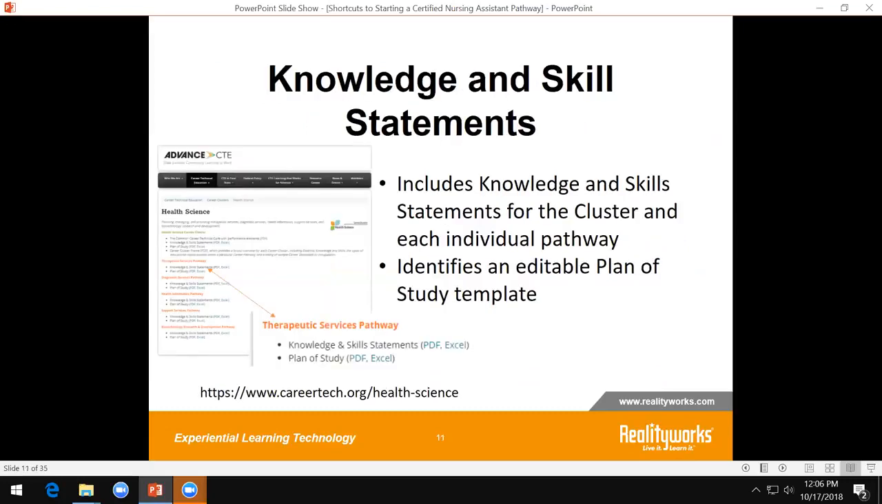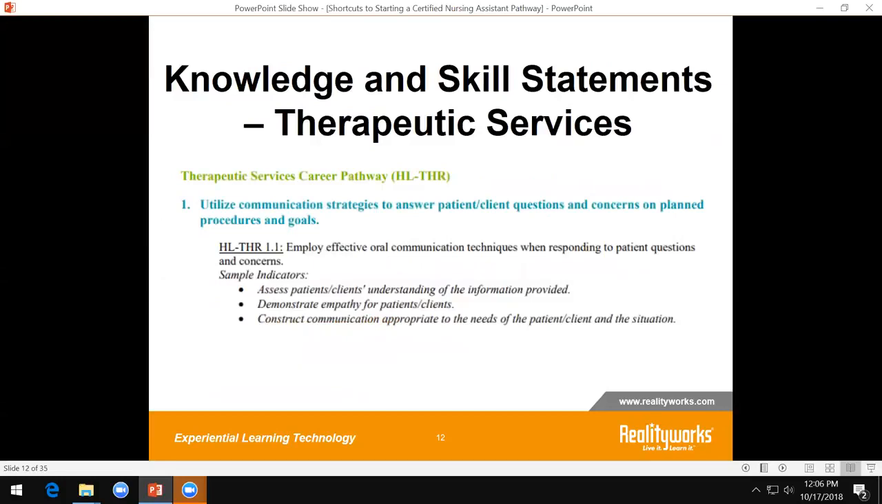Again, I'm going to point you to that careertech.org URL, but this time /health-science. At this location, there are knowledge and skill statements for the health science career cluster in general, but also therapeutic services pathway specific knowledge and skill statements that are identified. And again, you can use this editable template that will help you develop all of the courses for your plan of study. Here's just one example of a knowledge and skill statement specific to that therapeutic services career pathway, which of course is where CNA programs fit.